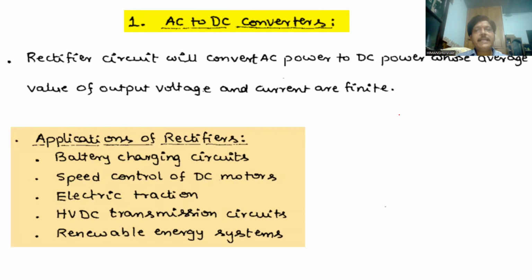Next are the different types of applications. What are the different applications of rectifiers? So I'm just summarizing the applications like this. They are useful for battery charging circuits, or you can use this rectifier in speed control of DC motors, electric traction, HVDC transmission circuits, and renewable energy systems. So these are certain areas where we can employ these AC to DC rectifiers.